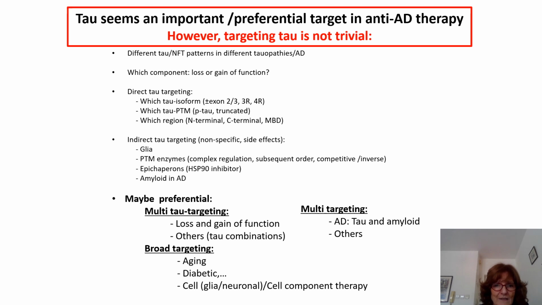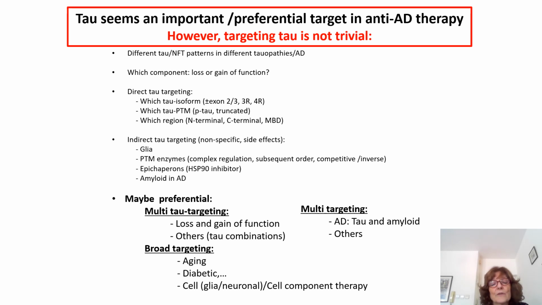Let's go back to this slide, speaking about how it is not trivial to target tau. We could do it with multi-targeting, combining loss and gain, because so far the clinical trials did either loss or gain. Maybe we should combine a microtubule stabilizer with an antibody and things like this. And maybe there's another, broader way of targeting, which also targets the etiology. We speak about aging as a process relevant to tau and Alzheimer's, and diabetes; maybe these could be targeted.